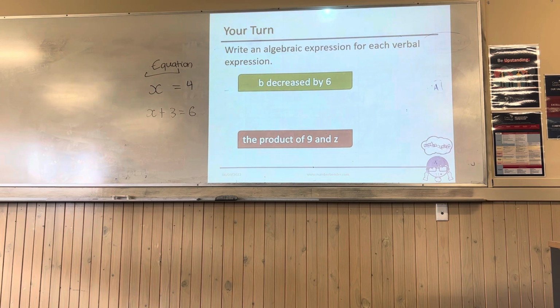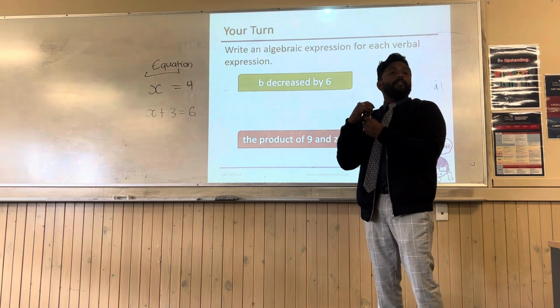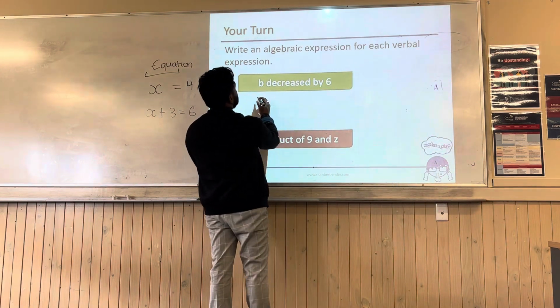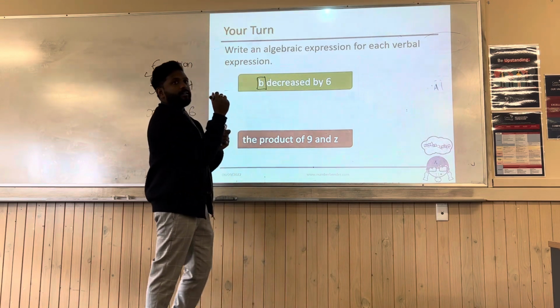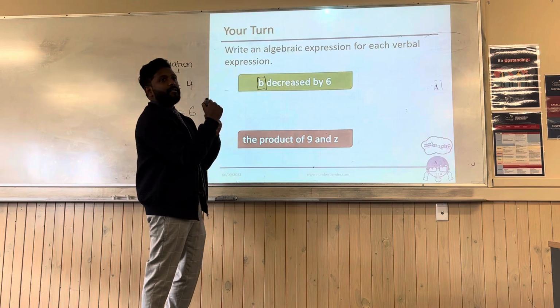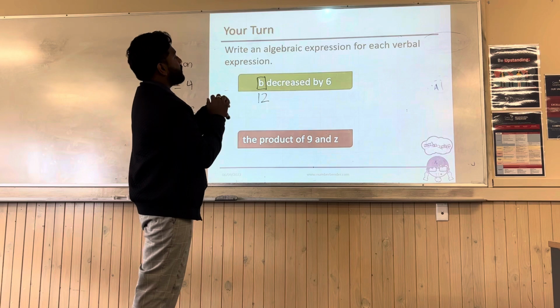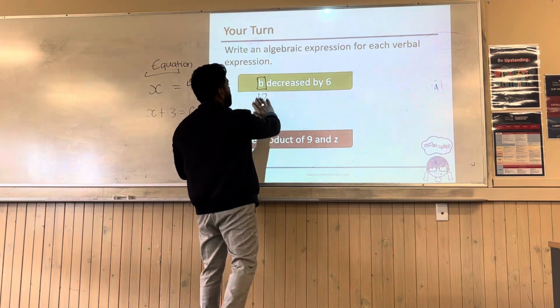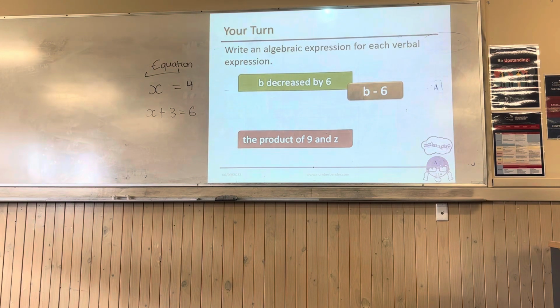b is decreased by 6. How do you write that? b is decreased by 6. Yes, Jasmine? b minus 6. Yeah, b is decreased by 6. Could you replace this by a number? What number could you replace it by? Choose a random number. 12. 12 decreased by 6. Does that make more sense? Yeah? It makes it more familiar. So 12 decreased by 6 is b minus 6.